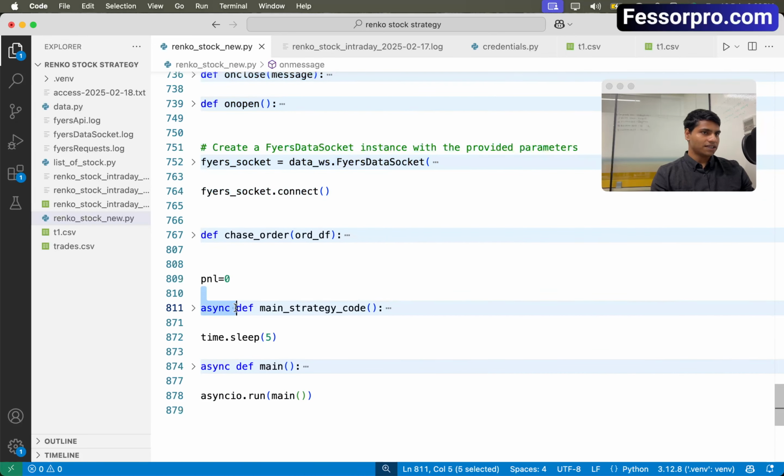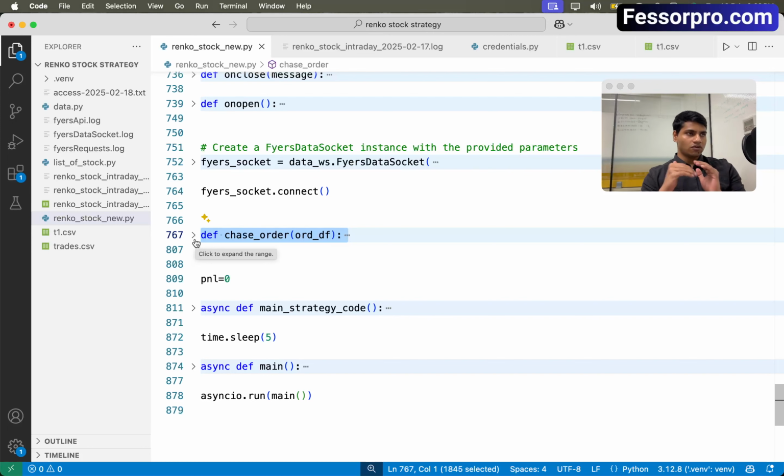Then I have a main strategy code function. I have a chase order function. Now what this chase order function will do, this will only come into picture when your account type is live. So if you are placing the trade in the live market, only then this will come into picture. And secondly, it will only work when you place a limit order.